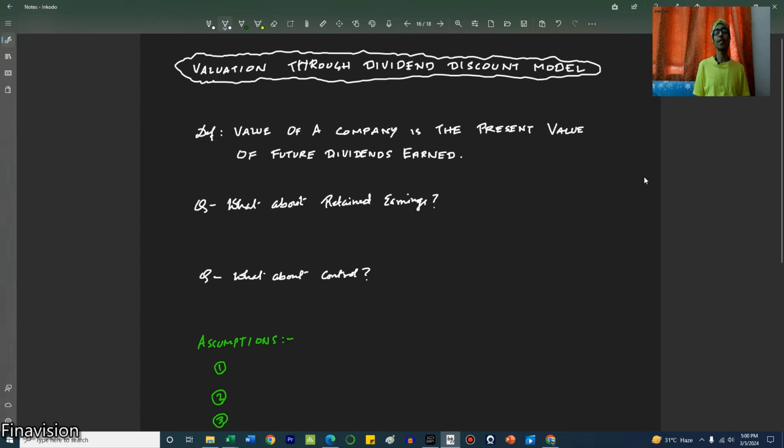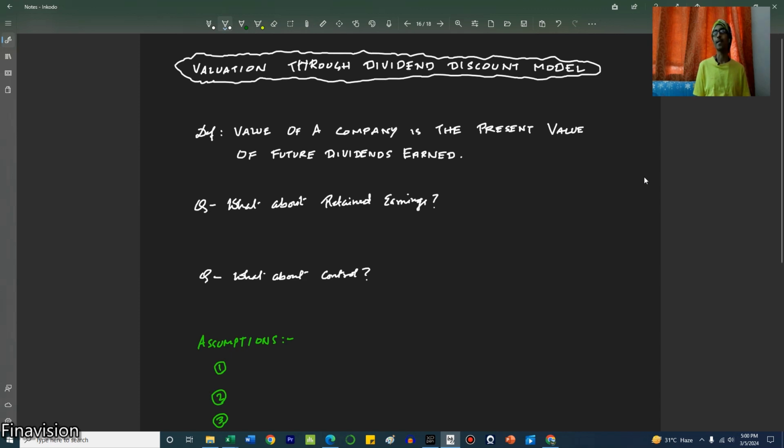Today we are going to introduce a new chapter which is part of the equity valuation only. It is called Valuation through Dividend Discount Model. Now what do we mean by valuation through dividend discount model? It is basically using dividends, future flow of dividends to calculate the present value of the company. So thereby goes the definition. Value of a company is the present value of future dividends earned.